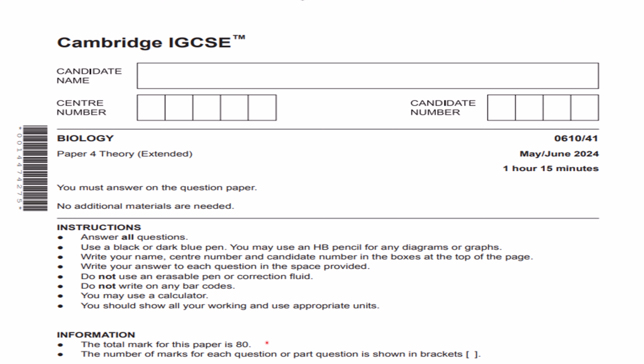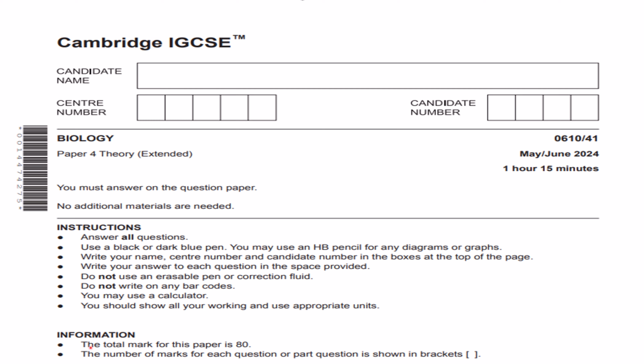Before we dive into the biology, let's look at the logistic tools. Black or dark blue pen only. HB pencil is strictly for diagrams and graphs. Write your name, center number and candidate number in the boxes at the top of the page, as the boxes are mentioned over here. Write your answer to each question in the space provided. Do not use an erasable pen or correction fluid. Do not write on any barcodes. You may use a calculator. You should show all your working and use appropriate units.